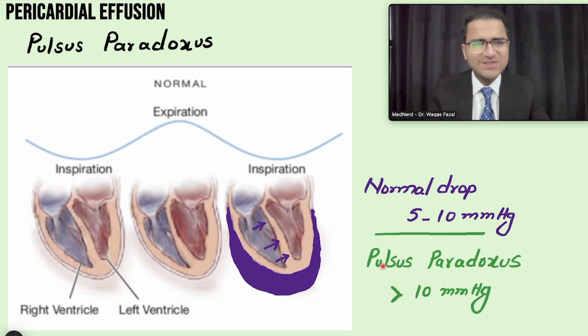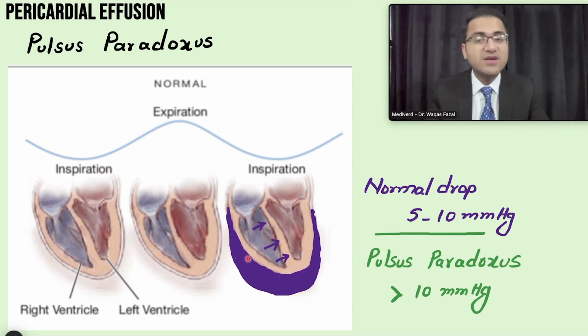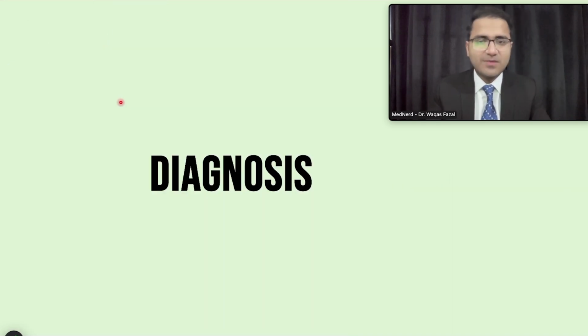So pulsus paradoxus is very easy. Pulsus paradoxus is a drop in blood pressure of greater than 10 mmHg during the inspiration phase, because initially there was just one force that was causing the interventricular septum to be pushed, but whenever there is cardiac tamponade, that is also present, which would cause increased compression of the left ventricle. So that is pulsus paradoxus.